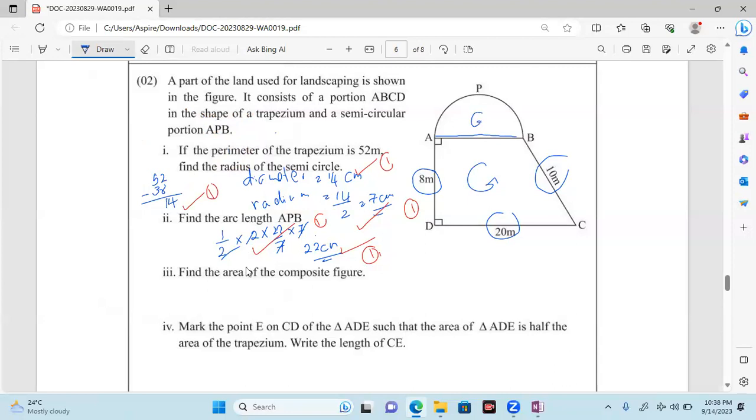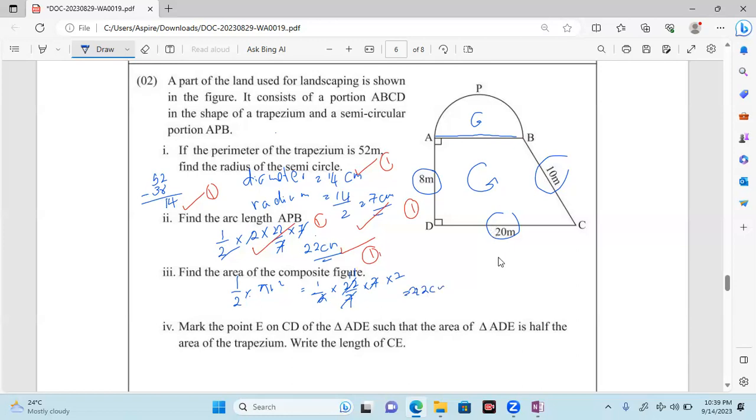To find the area of composite figure, you have to find the area of trapezium and the semicircle. When you find the area of semicircle, it is half into πr square, equals half into 22 upon 7 into r square. That means 7 into 7. 7 to 7 cancel. 22 divided by 2, it's 11. That means answer is 22 centimeters for a semicircle.